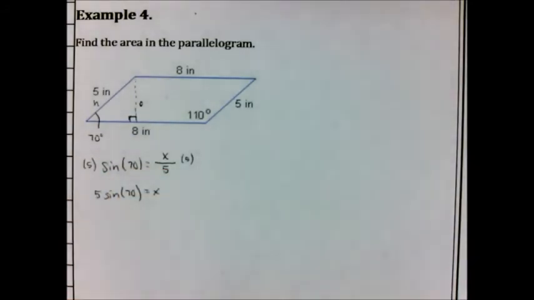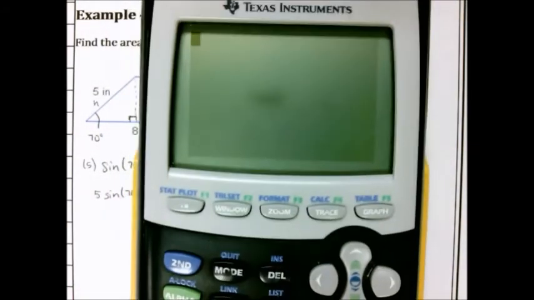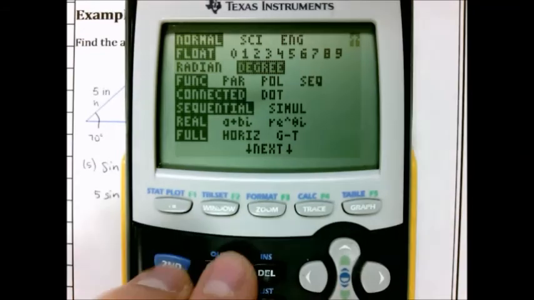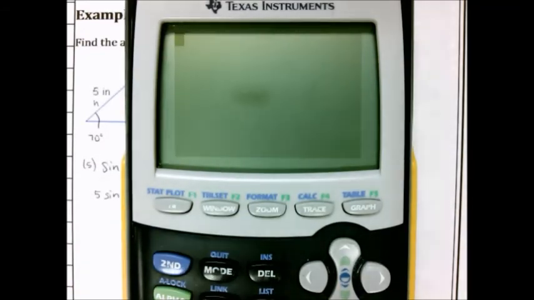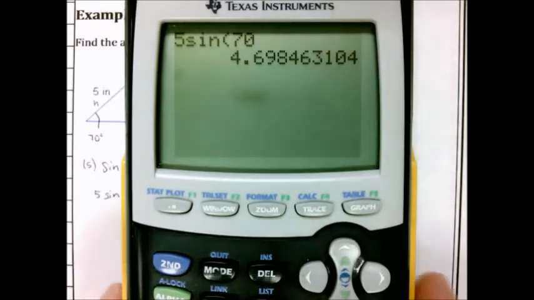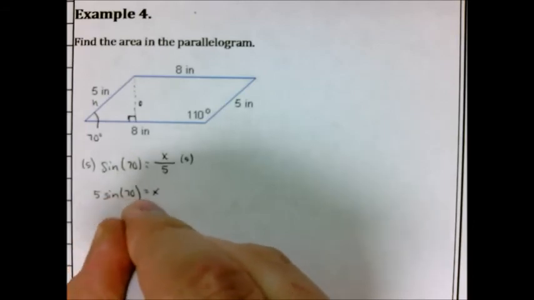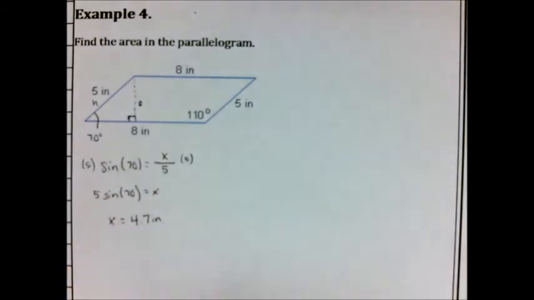So we just take out our friend. Now remember, the very first thing that you need to do is press that mode button. Make sure that your calculator is in degrees. Okay, otherwise you're going to get the wrong answer. 5 times the sine of 70 is about 4.7. So we're going to say x is equal to 4.7 inches. Okay, that's the first piece.